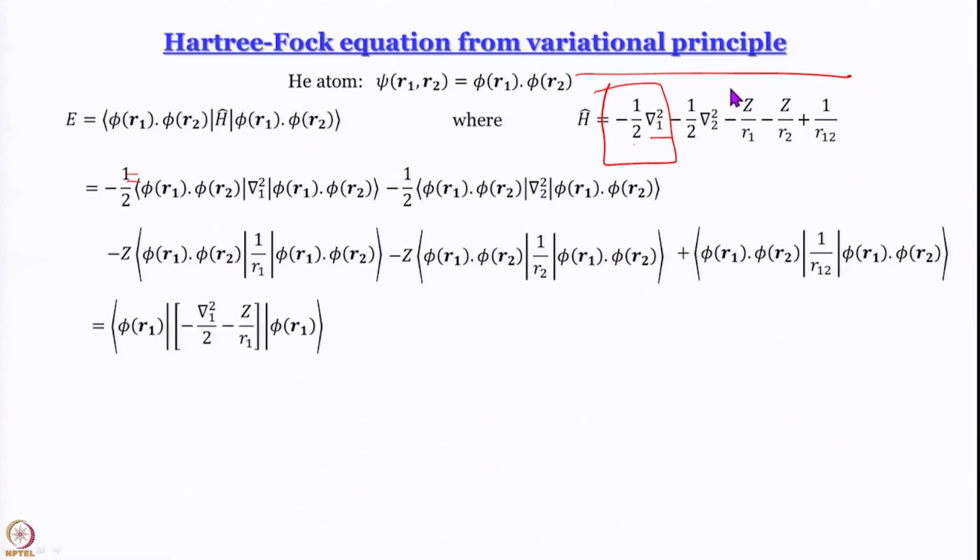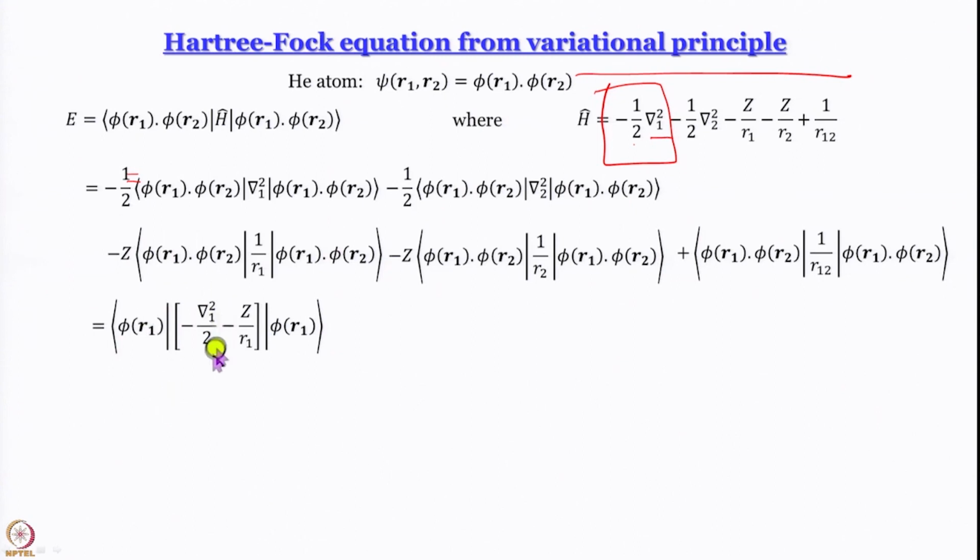Okay. So, the first one, what we will do is we will collect the terms in 1, and here you see we have got rid of the factor of 2 because that integral has become equal to 1 by normalization. So, this integral becomes integral phi of R1 star, multiplying minus del 1 square by 2 minus z by R1 operating on phi R1. What is it? Do you recognize it? It is like the expectation value of energy for a 1 electron system, is not it?